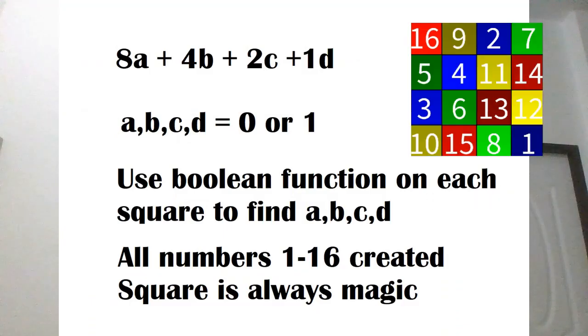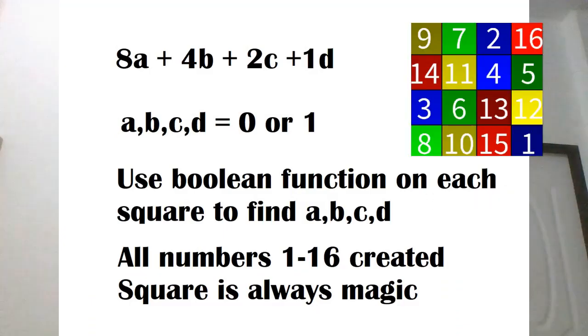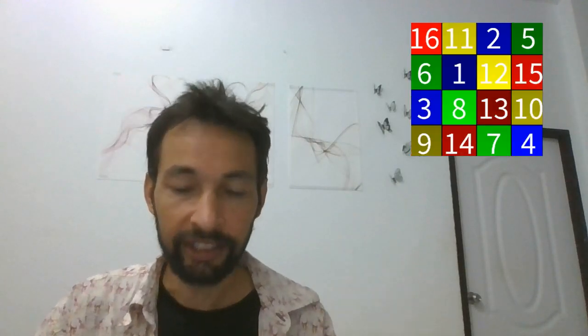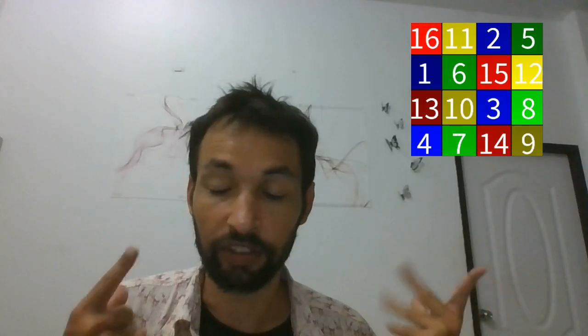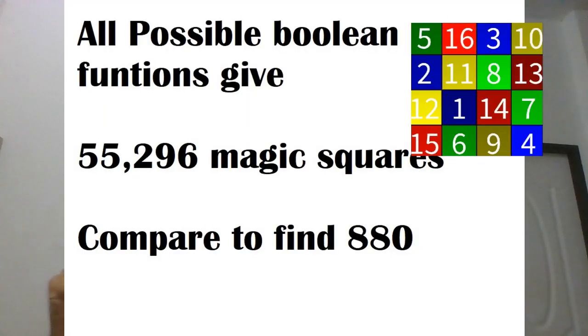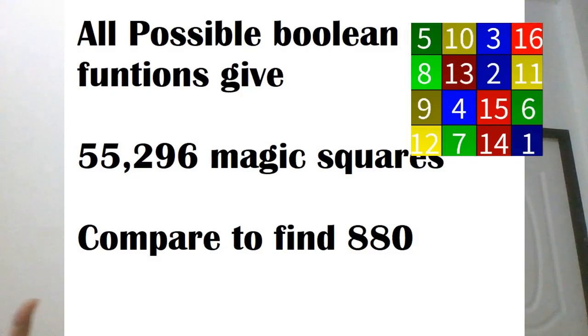So this special set of Boolean functions is called the 4 balanced linearly independent binary affine functions. But to get all the magic squares, you must use all the possible permutations of these special 4 Boolean transformations, which is 55,296.